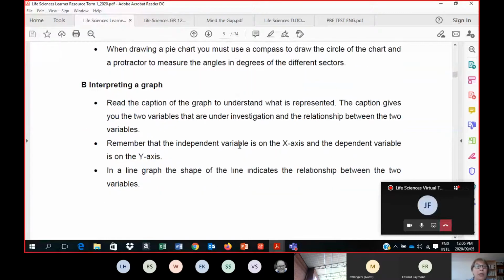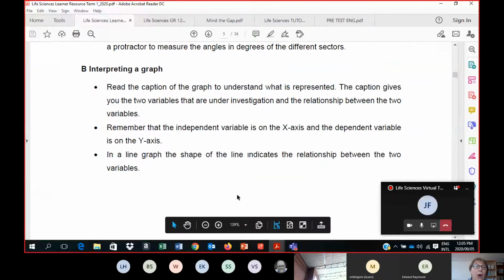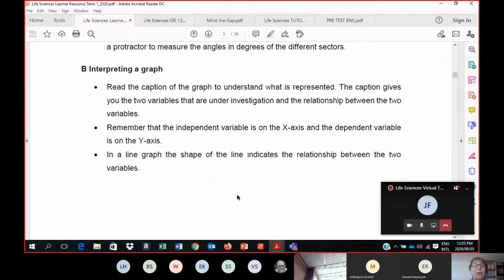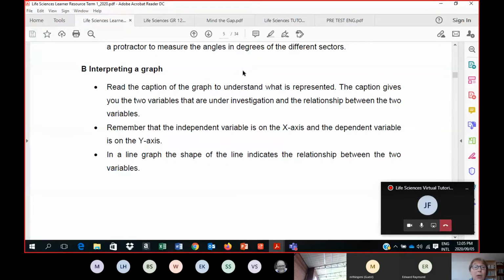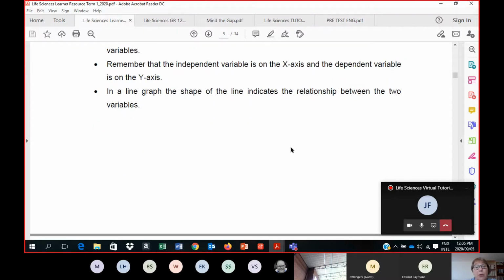Right, now sometimes you don't need to draw a graph, but there is a graph on your question paper and you've got to interpret the graph. So always look at the caption, that's the heading of the graph, and read it carefully. In that heading, it will tell you what the two variables under investigation are. Immediately write down which is the independent variable and which is the dependent variable. Also, if you look at the graph, you will see that the independent variable is always on the x-axis and the dependent variable will be on the y-axis. And a line graph will show you the relationship between the two variables.